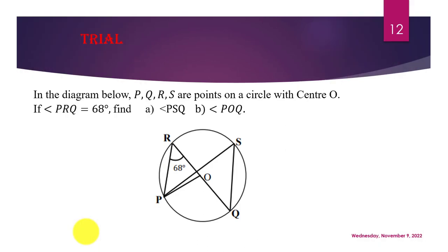So I have a trial question for you. Pause the video and try your hands on the question. The question says that in the diagram, P, Q, R, S are points on a circle with center O. If angle PRQ is 68 degrees, find A, angle PSQ, and B, angle POQ. So dear students, kindly pause the video and try your hands on the question shown on the screen.